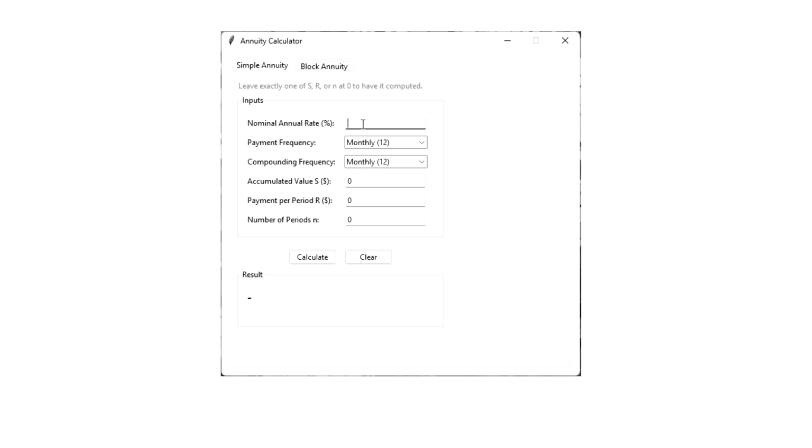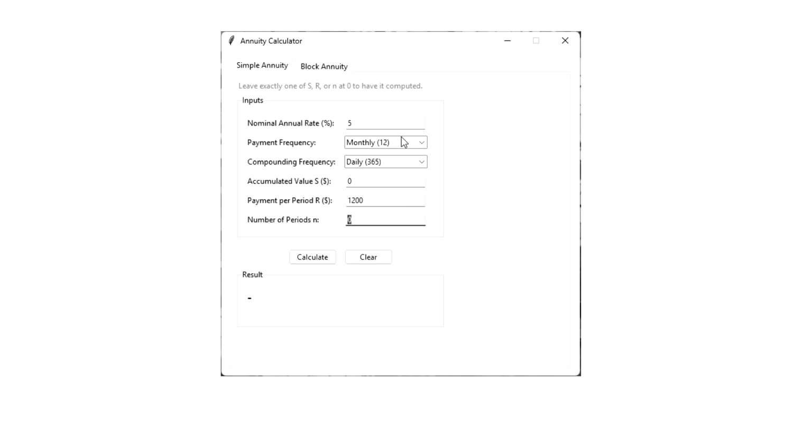So you put in your interest rate, let's say 5%. Then you can select your frequency of when you're making the payments into the annuity. We'll say it's once a month, and the compounding can be different. We can make it daily, and let's say we want to find the accumulated amount given, I don't know, 1,200 per month, and the number of periods.